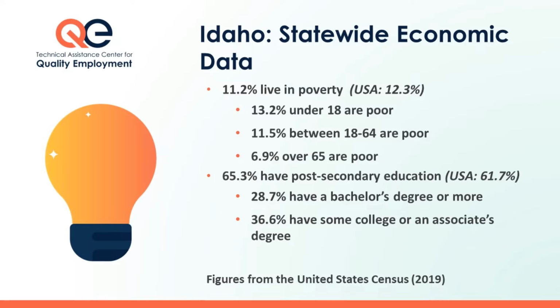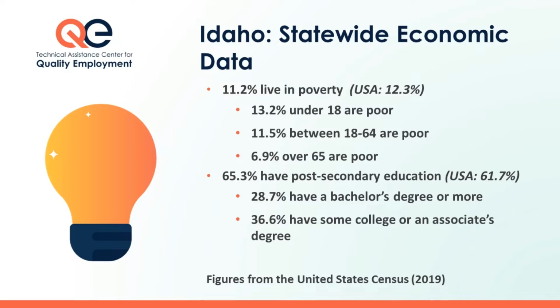Breaking down these figures by age bracket shows distinctions. The poorest group are the youngest. Almost 1 in 6 Idahoans under the age of 18 are poor. The number improves slightly to about 1 in 10 among the working age bracket between 18 and 64. The least poor are the oldest, with 7% over the age of 65 living in poverty.